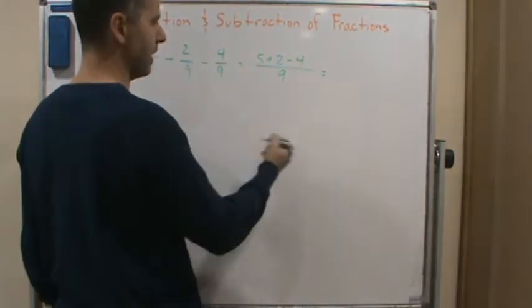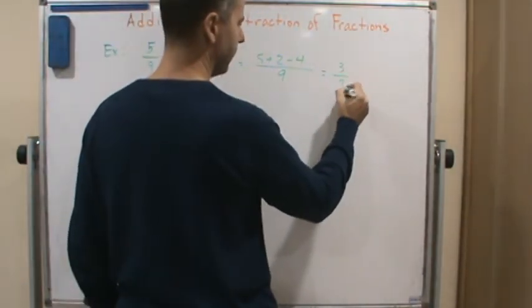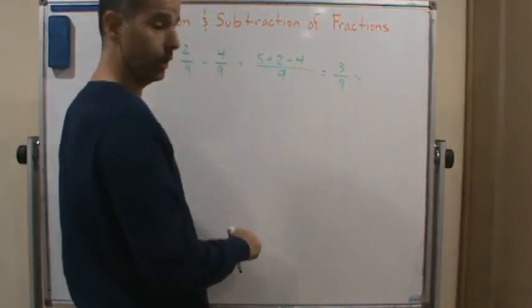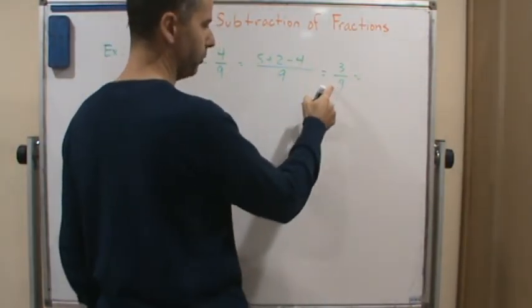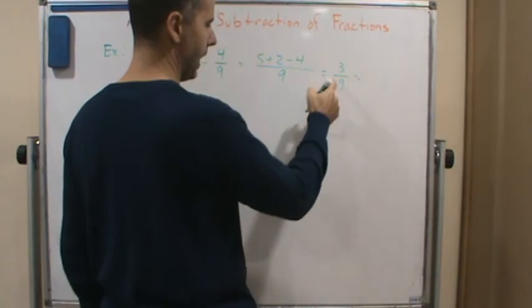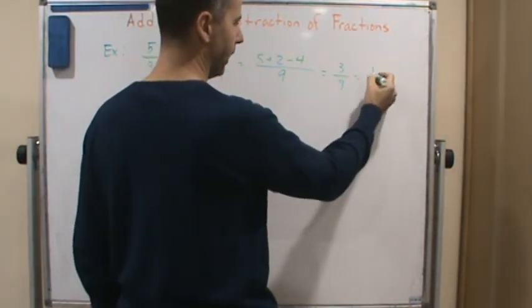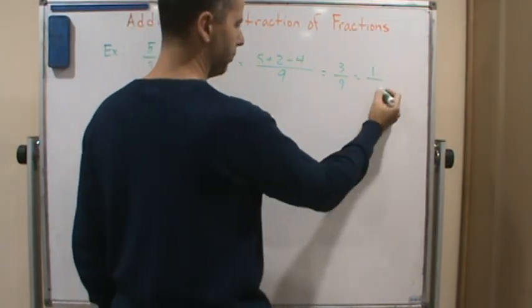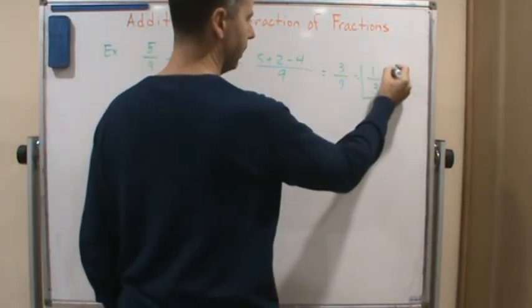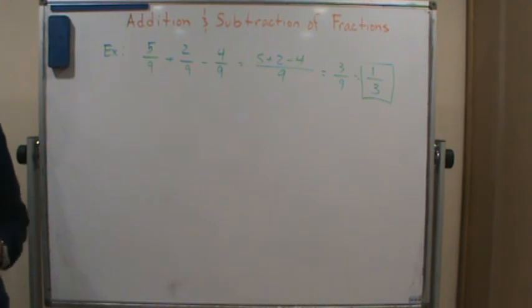So this is going to be 7 minus 4, which is 3/9, and now we reduce. There's a common factor of 3. The greatest common factor of the top and the bottom is 3. So we divide the top by 3 and we get 1. Divide the bottom by 3 and we get 3. And voila, there is our answer.